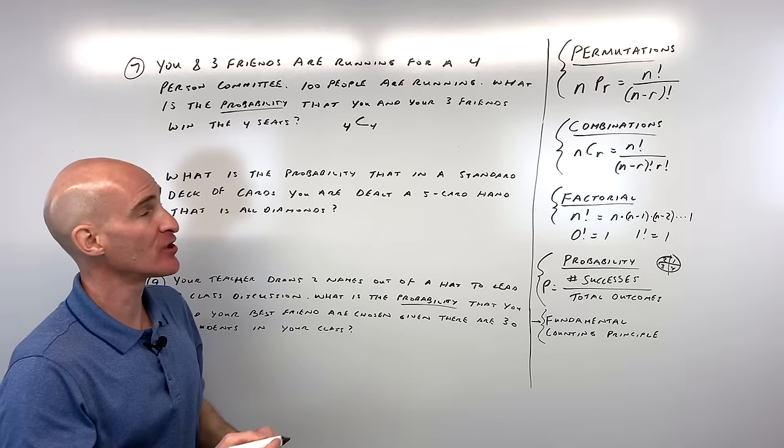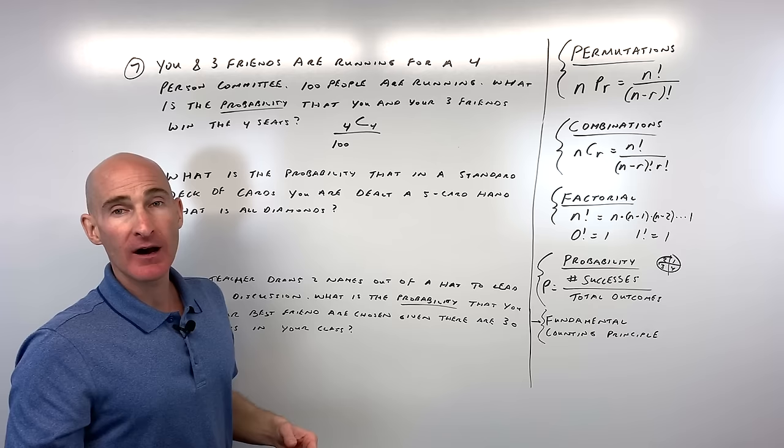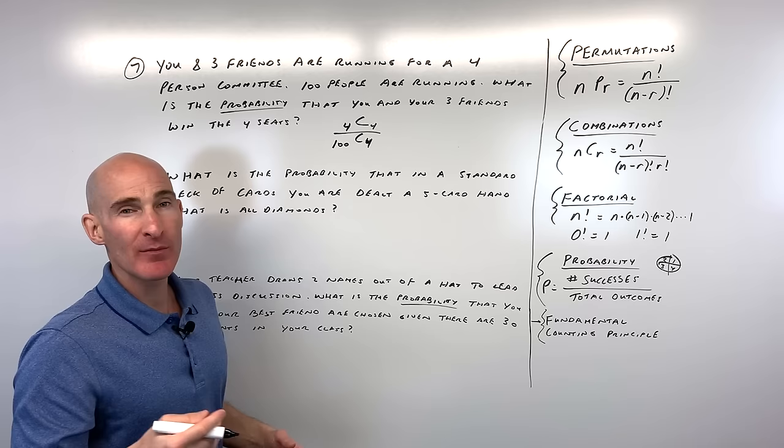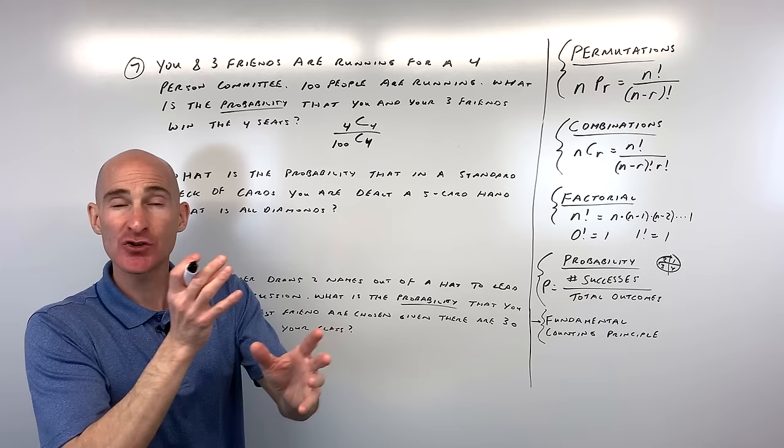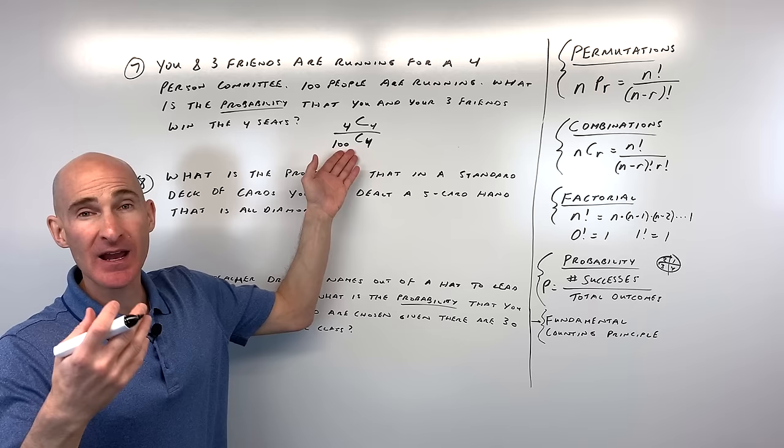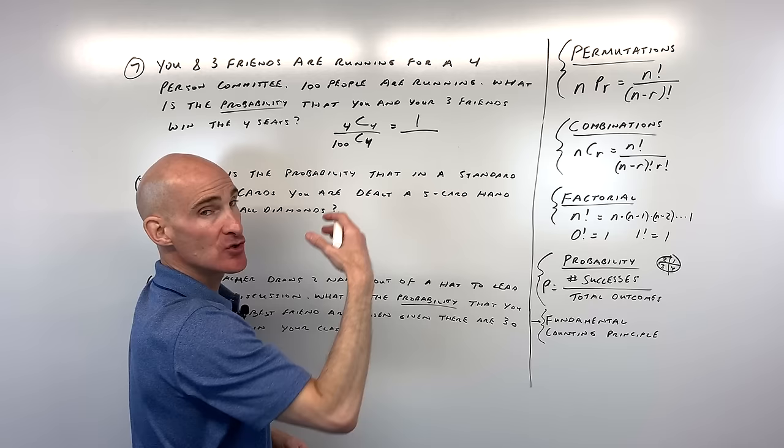But then out of 100 people, how many ways are there to choose four for this committee? Now, how do I know that it's combinations and not permutations? Well, when you're talking about a committee, it's not like there's a president, vice president, secretary, treasurer. All the positions are basically the same. So when you interchange the ordering, it doesn't really matter. It's the same committee. So you don't want to count those as separate outcomes. That's why we're using combinations. So here we said 4C4, there's only going to be one way that you and your three friends win. And then how many ways are there of choosing four out of 100?